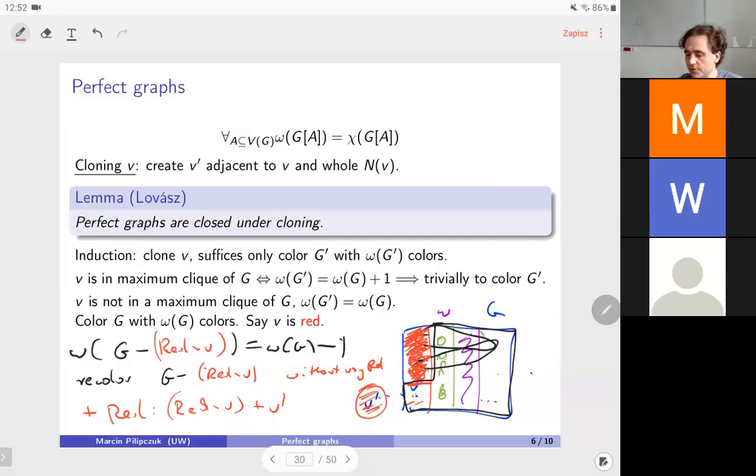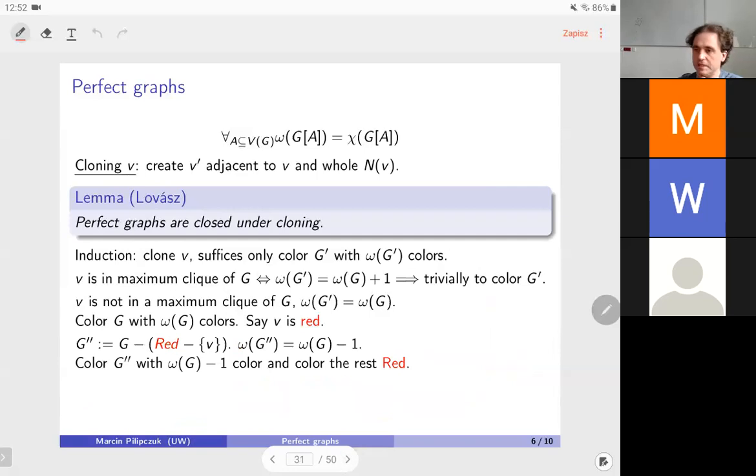You can recolor this area here so that it uses only omega minus 1 colors, and then you can use the red color for what was red here and V prime instead of V. Because V prime has got the same neighborhood as V, it's still fine. There are no red to red edges in this coloring. So this is the proof of this lemma. I think I finished here. This is the punchline that was on the picture before. You don't need to read it, but this is what we get here.